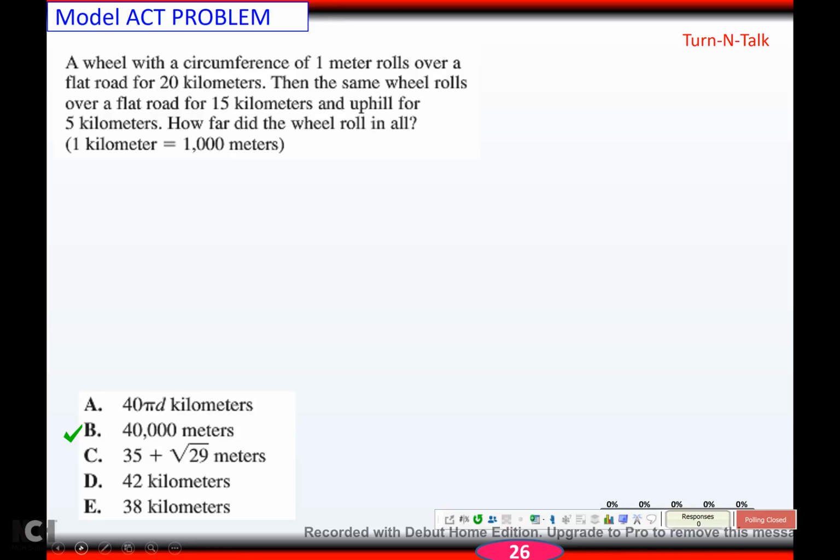Well, if we went 20 kilometers, then 15 kilometers, and then 5 kilometers, the fact that he's going uphill or on a flat road doesn't affect the distance that is traveled. And because the circumference is 1 meter, the circumference doesn't matter either. So we're going a total of 40 kilometers. Well, they want to know how much that is in meters.